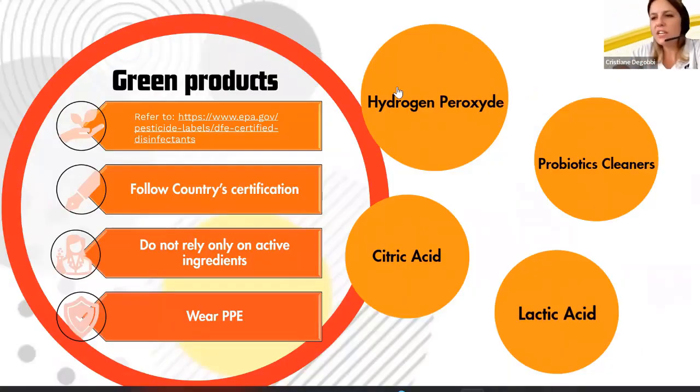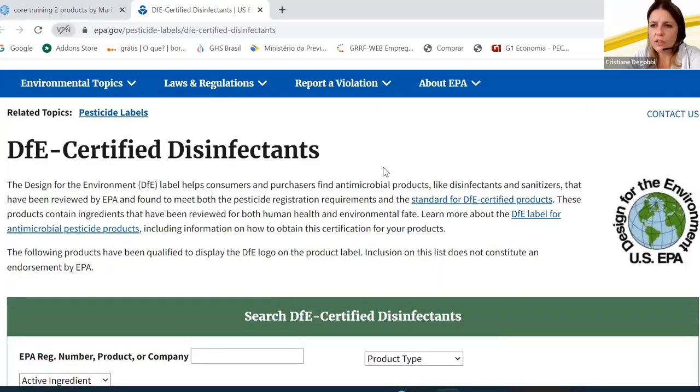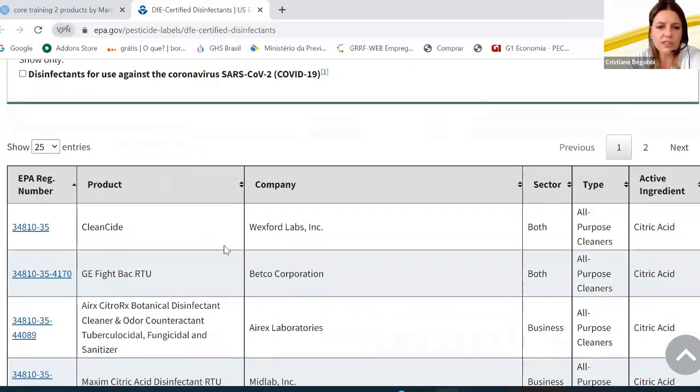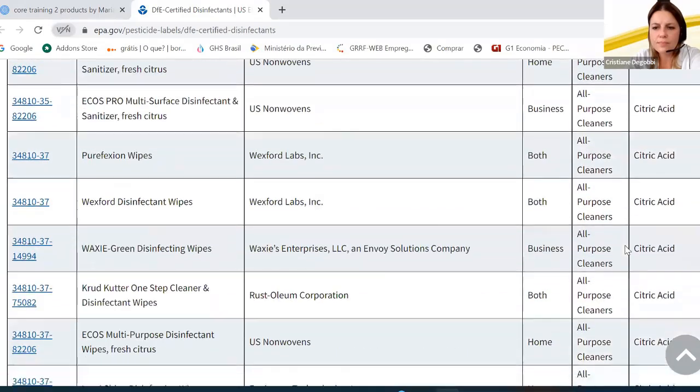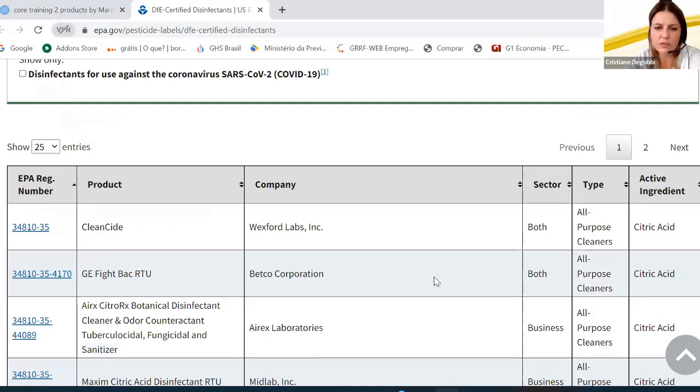Green products. You can refer to the EPA website, okay, where you can find, for example, those green products. They are designed for the environment. But you can say, okay, Christian, but I cannot use EPA approved products in my country. That's okay. It's just for you to see if this product is going to be available in your country. For example, they have the entire list of green products, applications, all-purpose cleaners, or toilet bowl cleaners. There are different applications for these products, so you need to respect that.